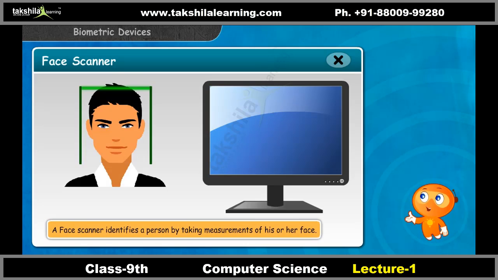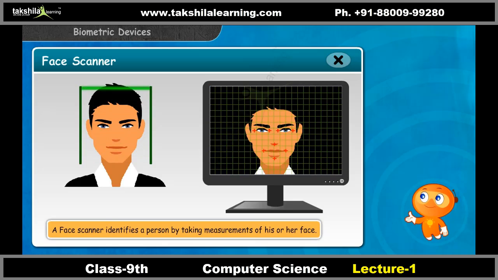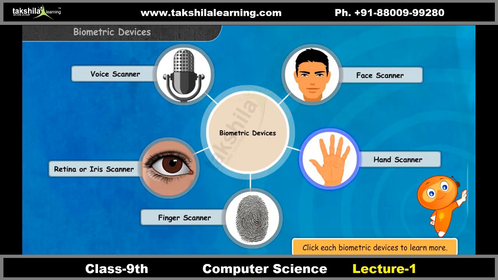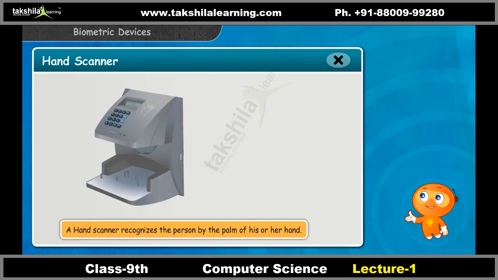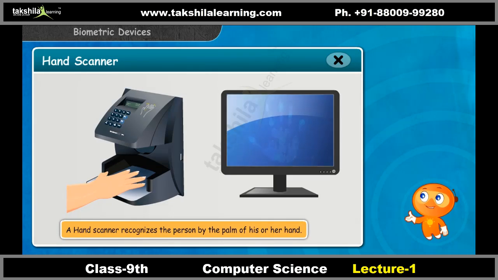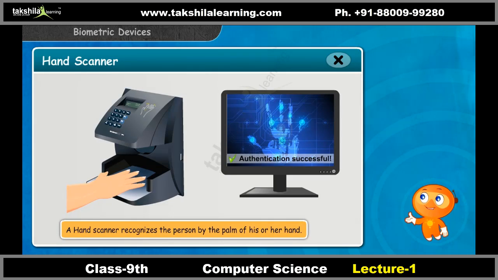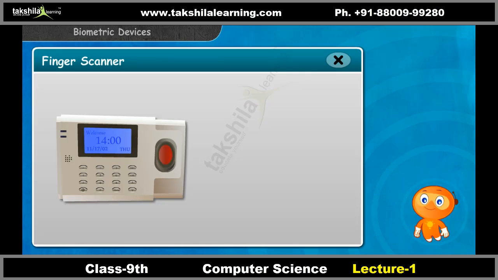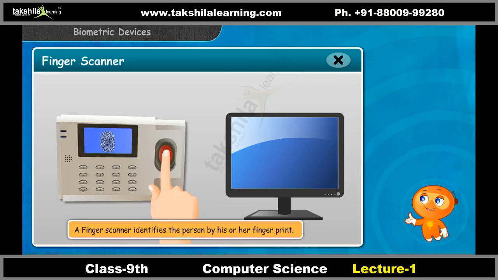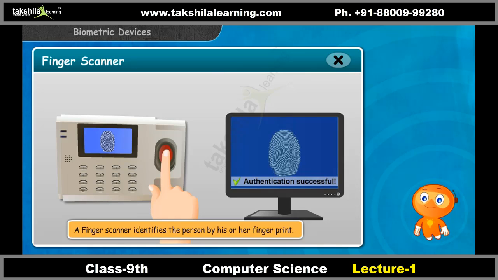A face scanner identifies a person by taking measurements of his or her face. Face scanners are considered to be very secure. A hand scanner recognizes the person by the palm of his or her hand. A finger scanner identifies the person by his or her fingerprint.